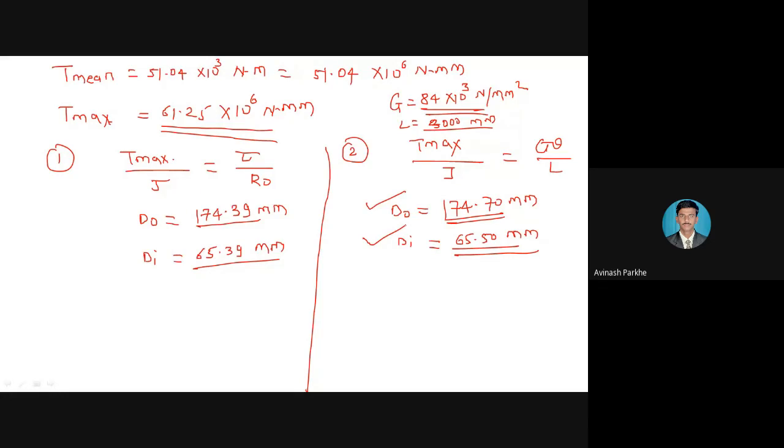Yes, 174.69 is also accepted. 174.69 and 65.71, no problem. But at the end, write down one sentence: the suitable value of diameter is always the maximum value obtained. And once again, write down the maximum values: DO is equal to 174.70 and DI is equal to 65.50 mm. These two diameters we have to consider for designing the shaft.